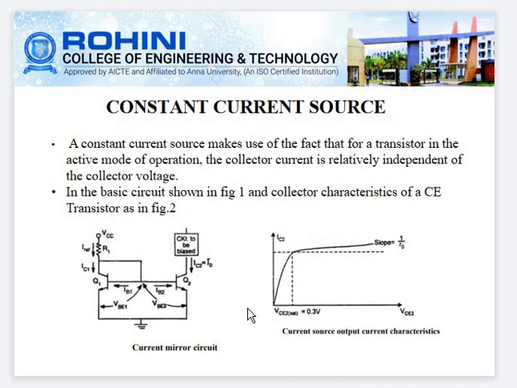Constant current source. A constant current source makes use of the fact that for a transistor in the active mode of operation, the collector current is relatively independent of collector voltage. The basic circuit is shown in figure 1 and the collector characteristics of a common emitter transistor are shown in figure 2.